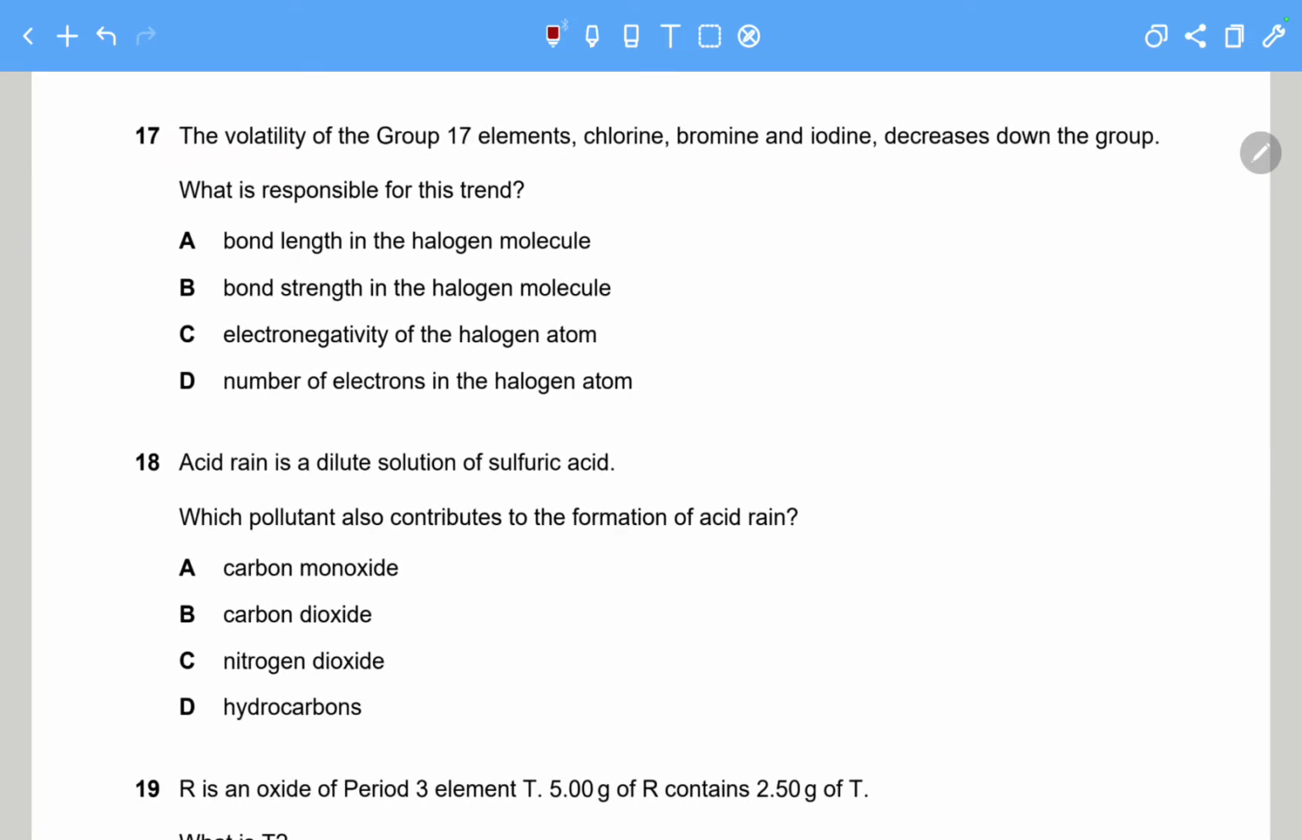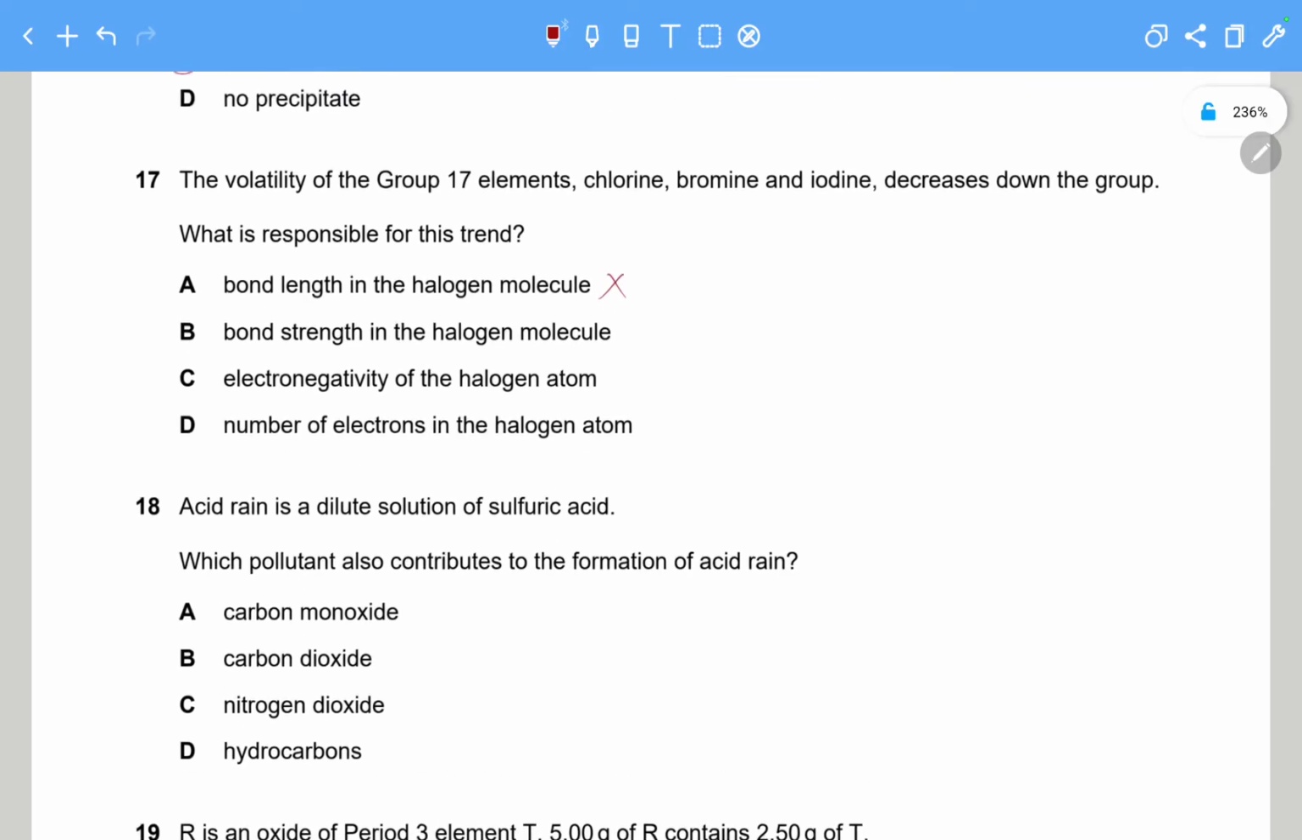Question 17. The volatility of the group 17 elements, chlorine, bromine and iodine, decreases down the group. First, let's get our definitions correct. What is volatility? It is the ease with which a substance vaporizes. So the higher the volatility, the higher the ease with which a substance vaporizes. Now let's look at the options. What is responsible for this trend? So, bond length in the halogen molecule?